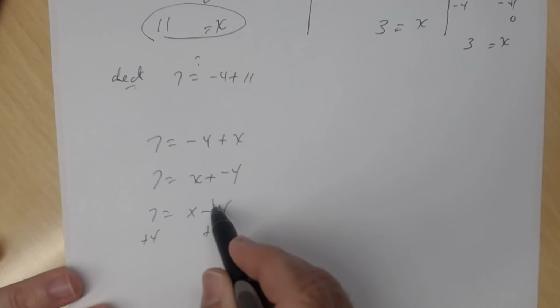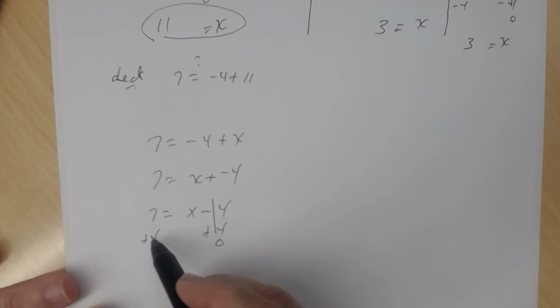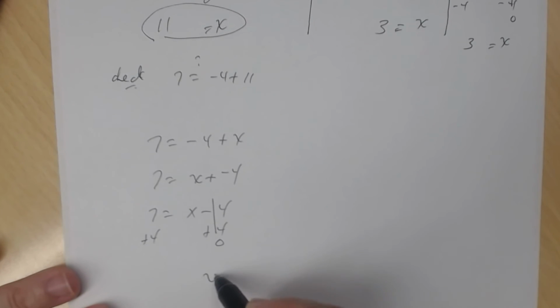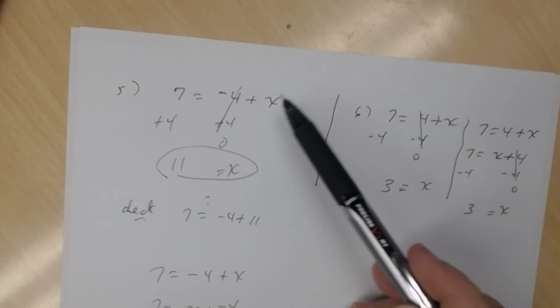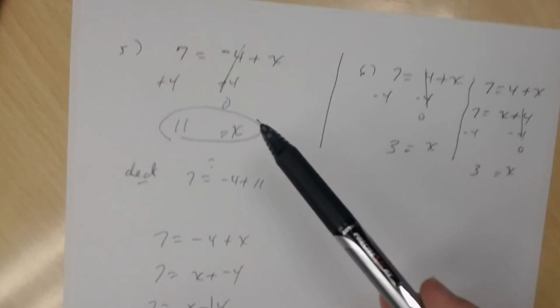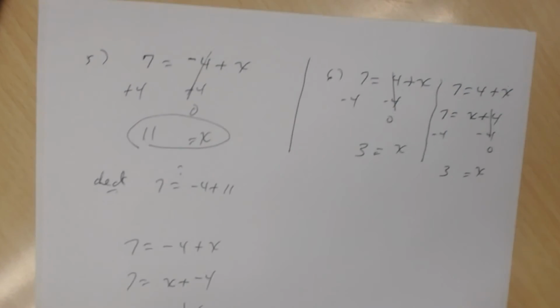And so now combine like terms. These add up to be 0. 7 plus 4 is 11. So I get x to be 11. Okay? So the way in which you do these does not matter as long as it's logically correct. Okay? All right, so that takes care of 5 and 6.